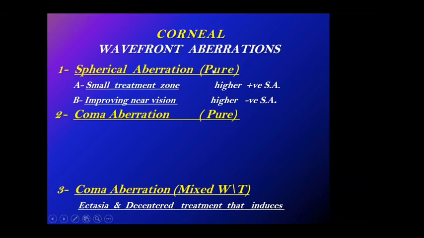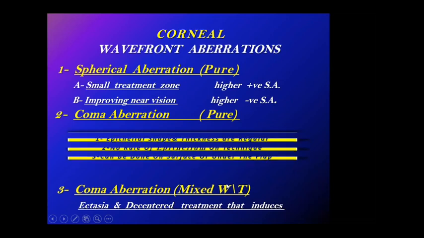Pure spherical aberration: after LASIK with a small optic zone, the spherical aberration is high and the patient is not happy at night. Or maybe you induce high negative or less positive spherical aberration in order to increase the focal depth for presbyopia. Or maybe you have pure coma. In case of pure, you use only wavefront guided treatment. But if it is mixed, you have to select both.